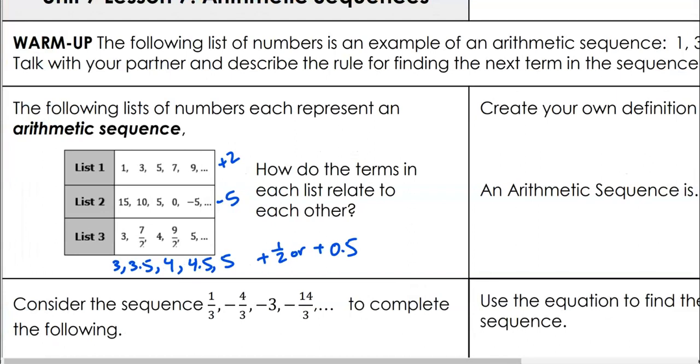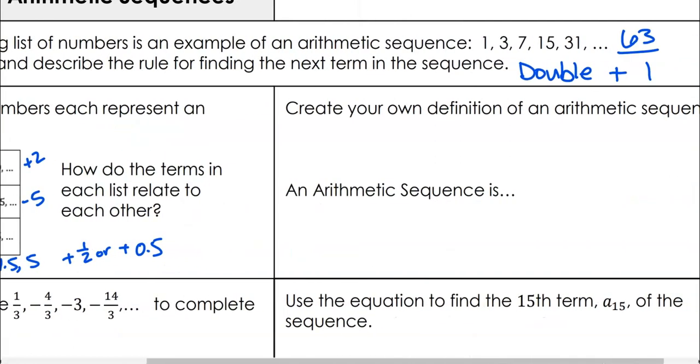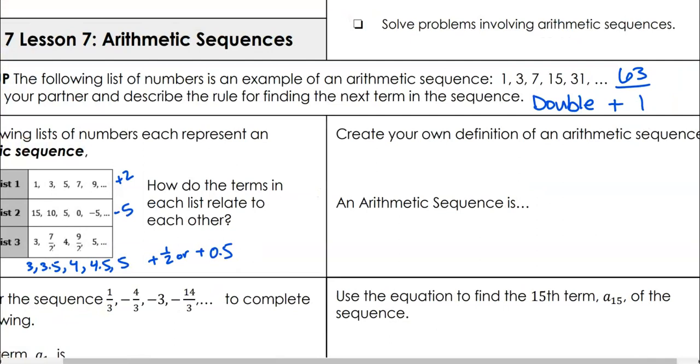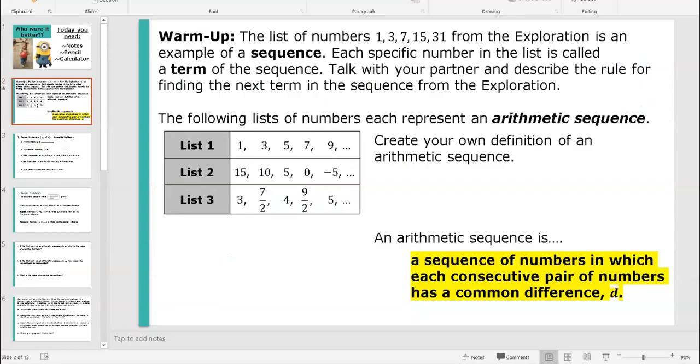Okay. So I've told you this is an arithmetic sequence, and we've seen how they work. So now can you put in your own words what is an arithmetic sequence? Talk to your partner, try to put it into your own words about what exactly we're going to be looking at today. So there is a pattern that's following. It is consistent. It is linear.